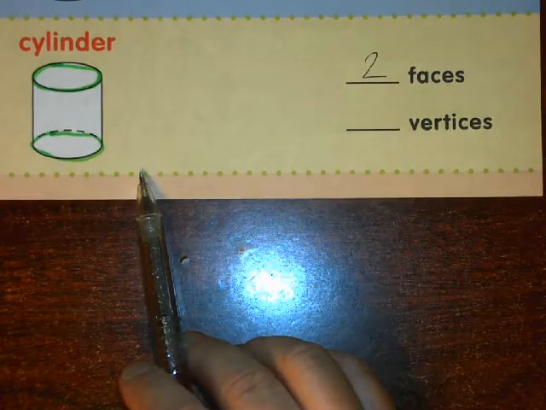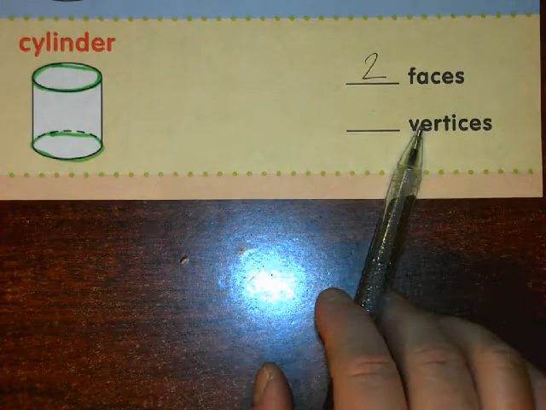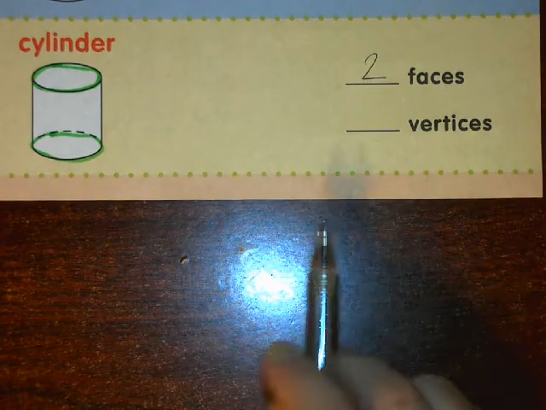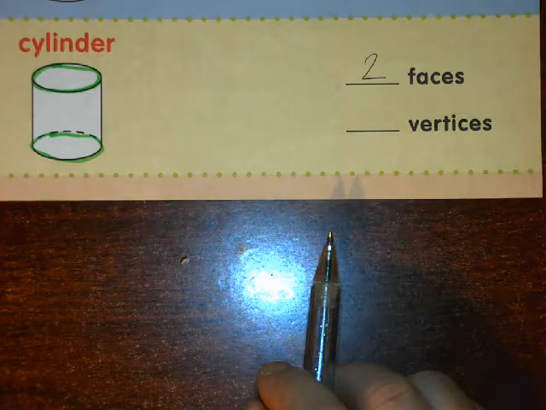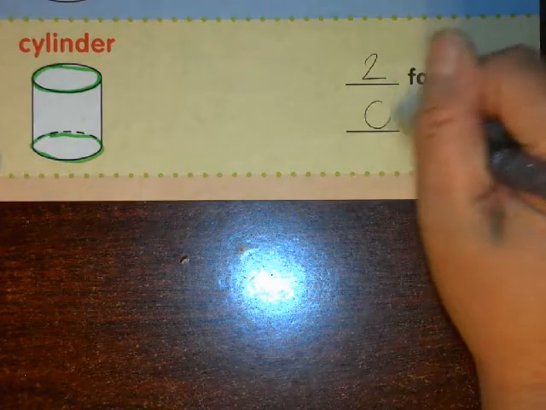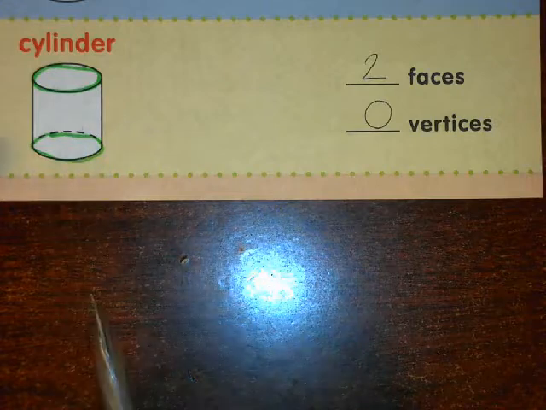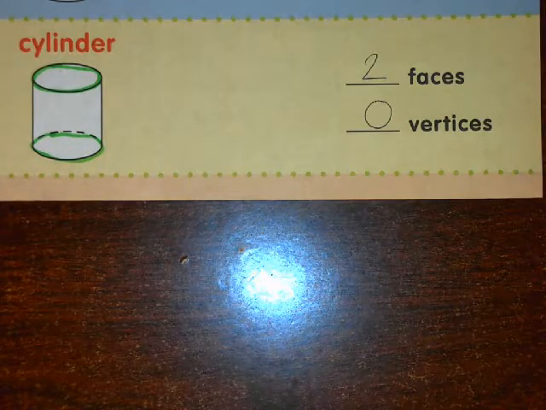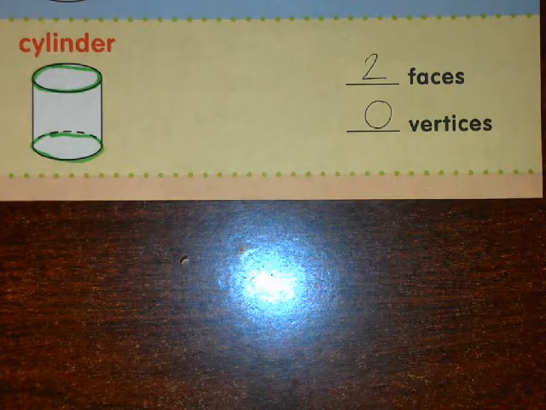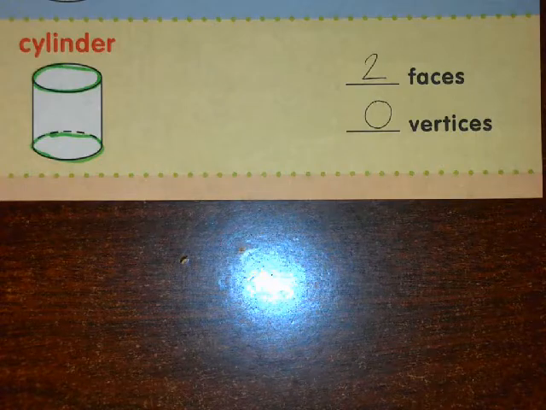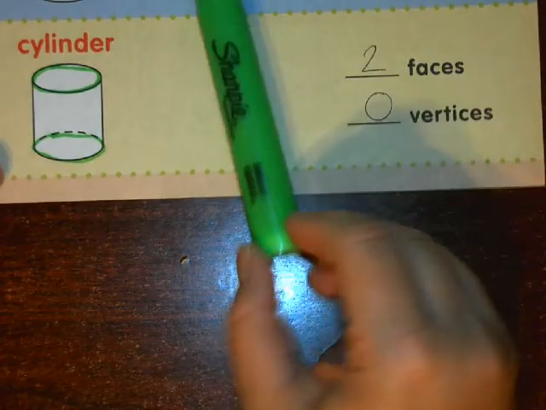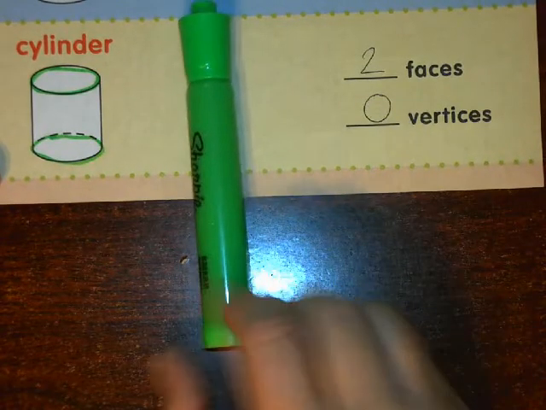Okay, how many vertices do you see? How many corners? If you said 0, you are correct. A cylinder doesn't have any vertices or any corners. It's round all the way. Kind of like a highlighter. A highlighter is a cylinder.